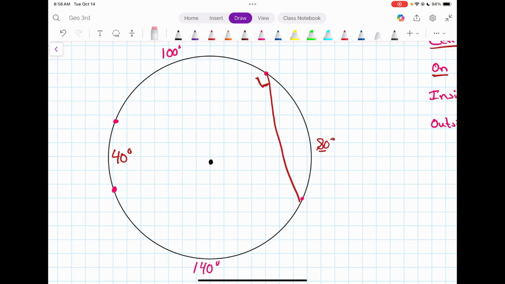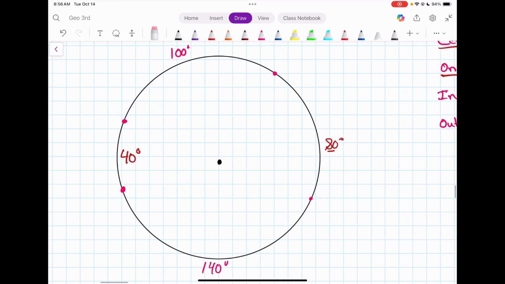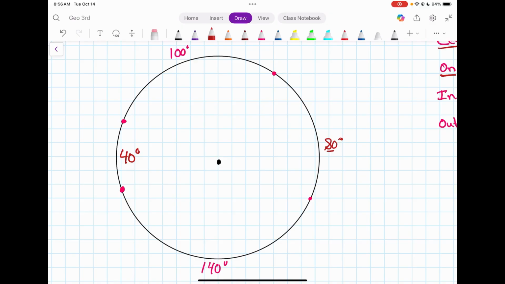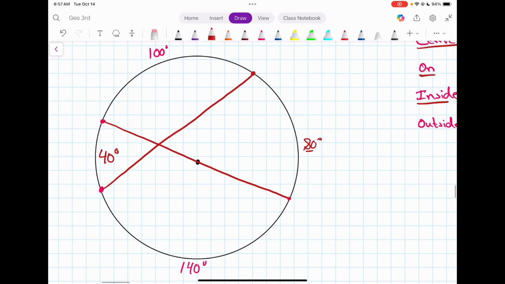Now, the third scenario is, what if the angles are inside of the circle, but it's not the center? Let's draw 2 what we call chords here. A chord is a line segment whose endpoints are actually on the circle. Anytime we have a set of chords that cross inside, we're going to do half the sum. Inside of this angle's mouth is this 80-degree arc. Inside of this angle's mouth is this 40-degree arc.